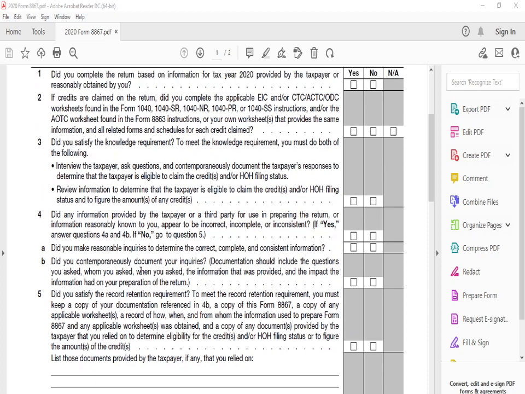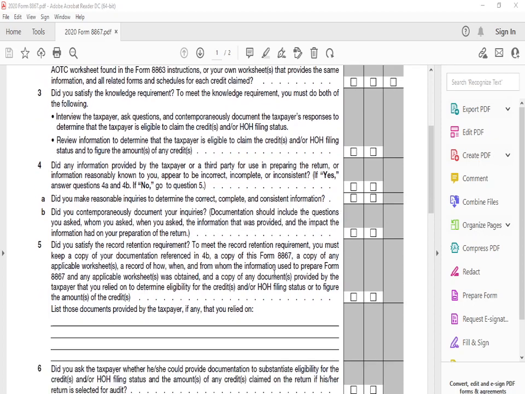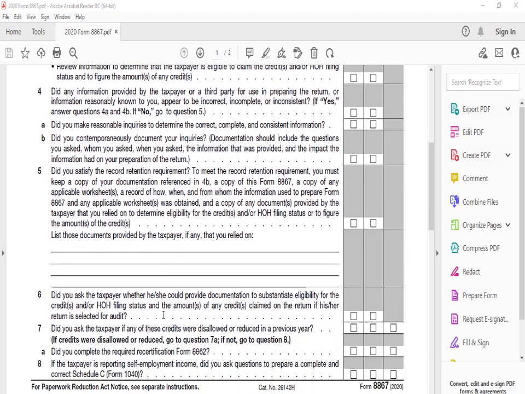Did you document the inquiry? An inquiry document should include the question you asked, whom you asked, when you asked, the information that was provided, and the impact the information had on the return preparer. Yes or no? Did you satisfy the record retention requirements? So some of these people will come in with children. Make sure you get the birth certificate, the doctor's note, or notes from the school saying that these children do live with them. So keep that in mind. And if you do, you list all the documents over here.